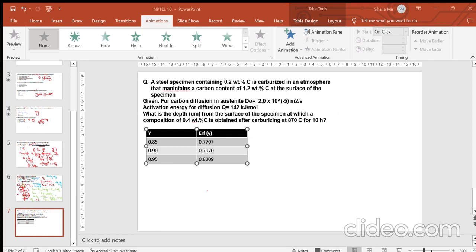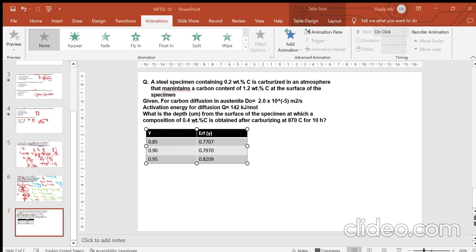If you use this formula, the D naught is given in the question, and the activation energy is also given. You know R, that is 8.314, and you know the temperature, which you have to convert to Kelvin: 870 plus 273 Kelvin. So you can calculate this value of D. First we'll calculate D, then we'll put it in this equation, and only then will we be able to calculate this x.